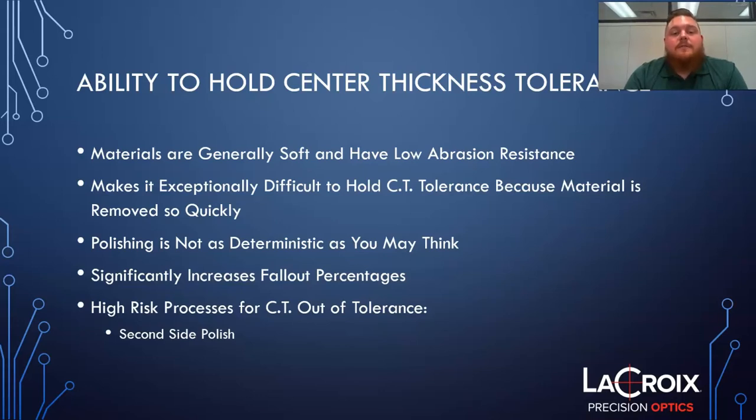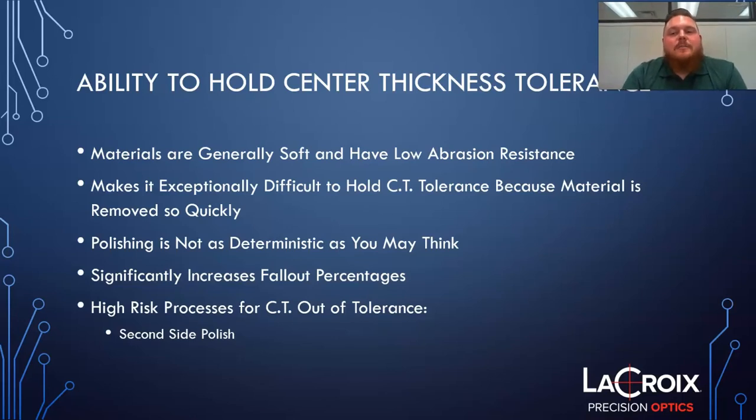The reason that this is so difficult is because, again, the materials are very soft and they have a very low abrasion resistance. Therefore, during the polishing process, the polisher removes a very large amount of material very quickly. Unfortunately, even though we wish it was, polishing is not as deterministic as you may think. The polishing process is both a chemical and mechanical process, and the chemical portion is affected by a significant number of environmental factors that, regardless of how well us manufacturers attempt to control them, will vary slightly over time, either by the day, by the week, or potentially by the hour.